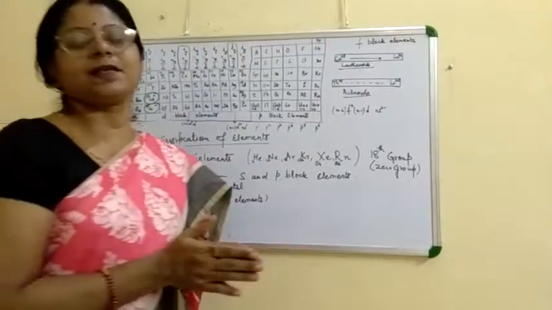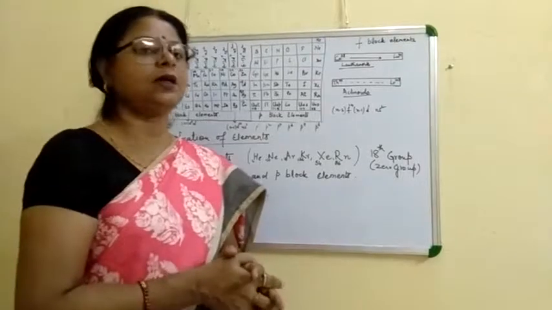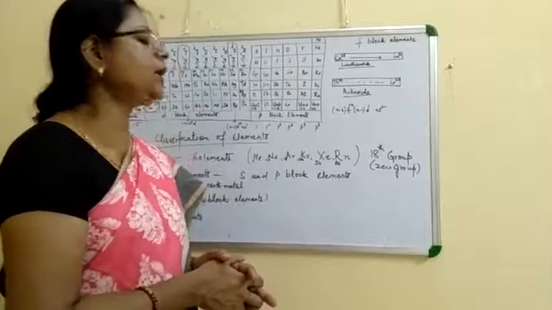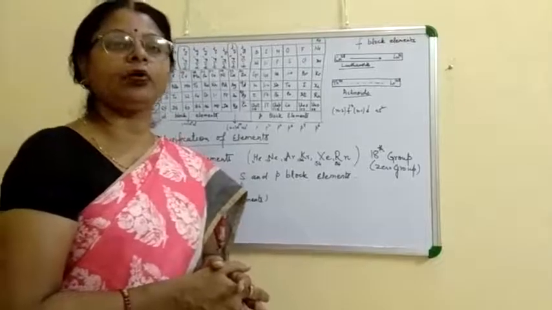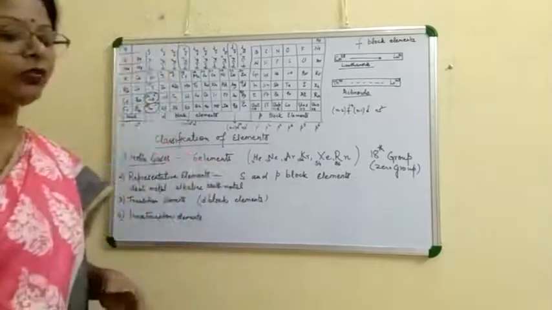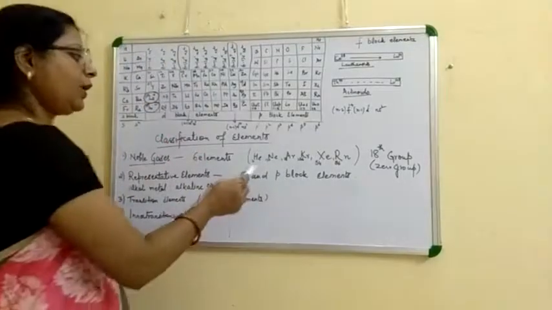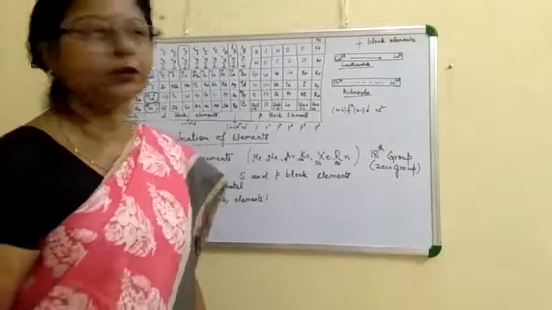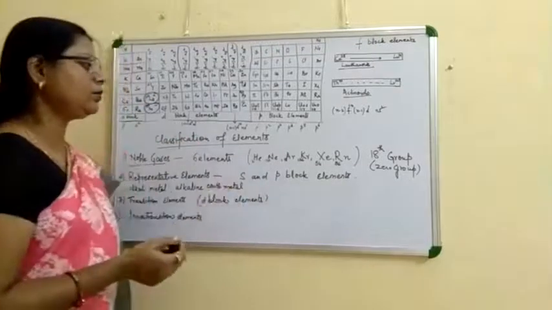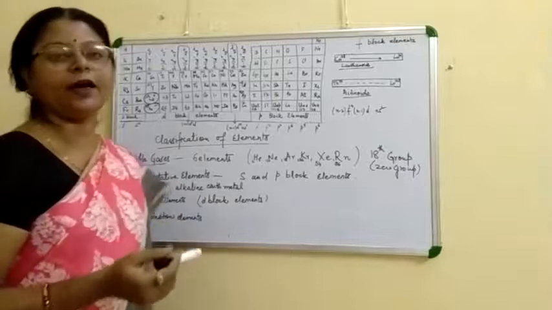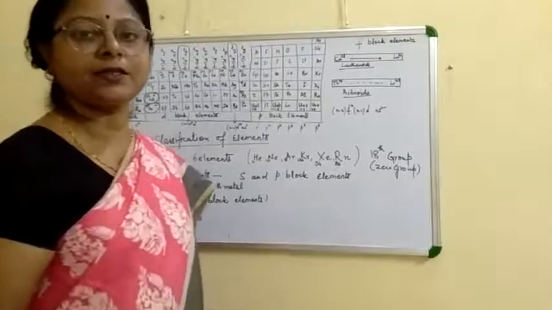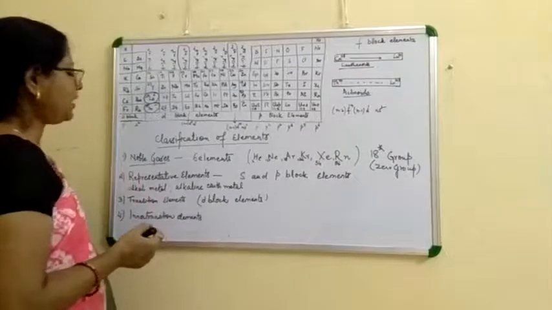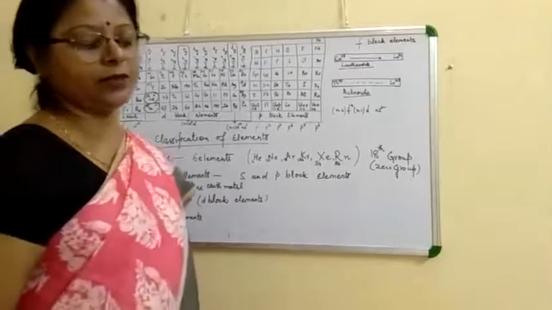There are 6 elements present in this group, that is helium, neon, argon, krypton, xenon and radon. You have to learn their atomic numbers also. Helium atomic number 2, neon 10, argon 18, krypton 36, xenon 54 and radon 86.